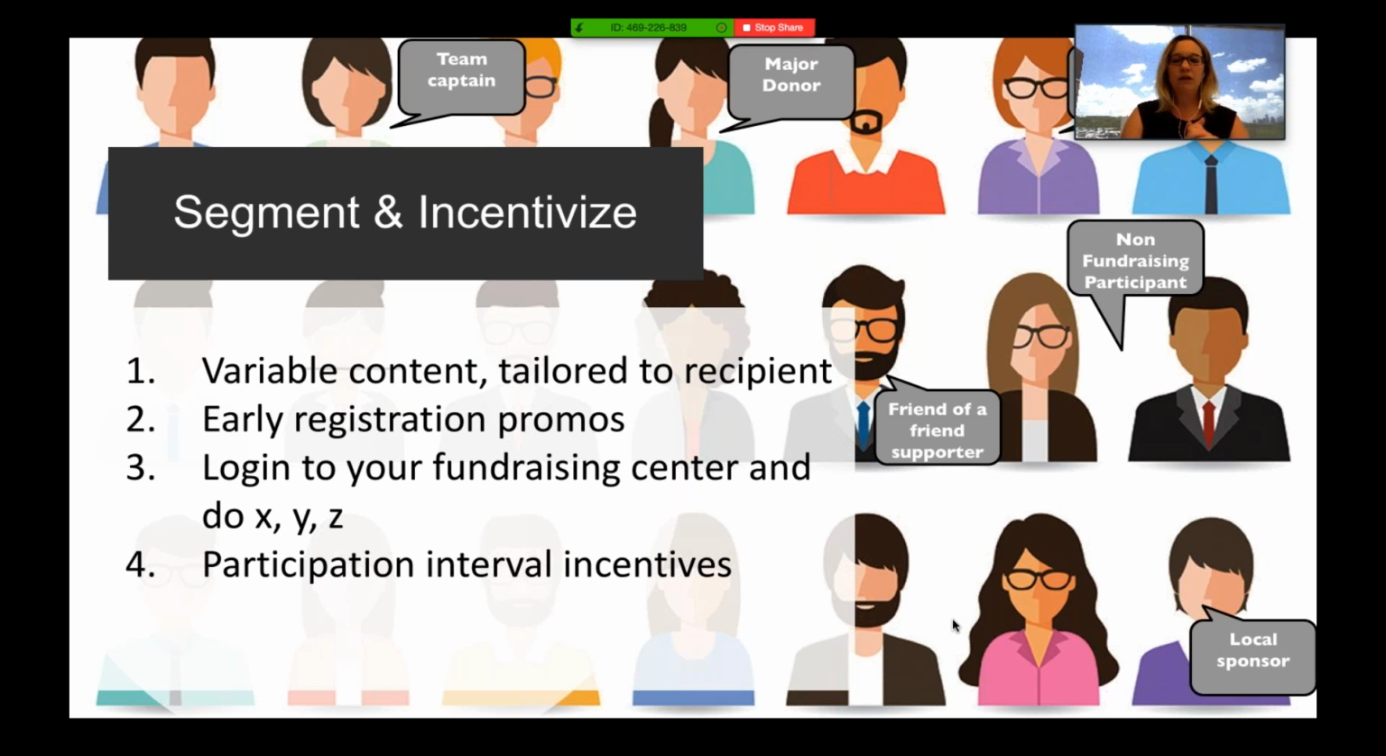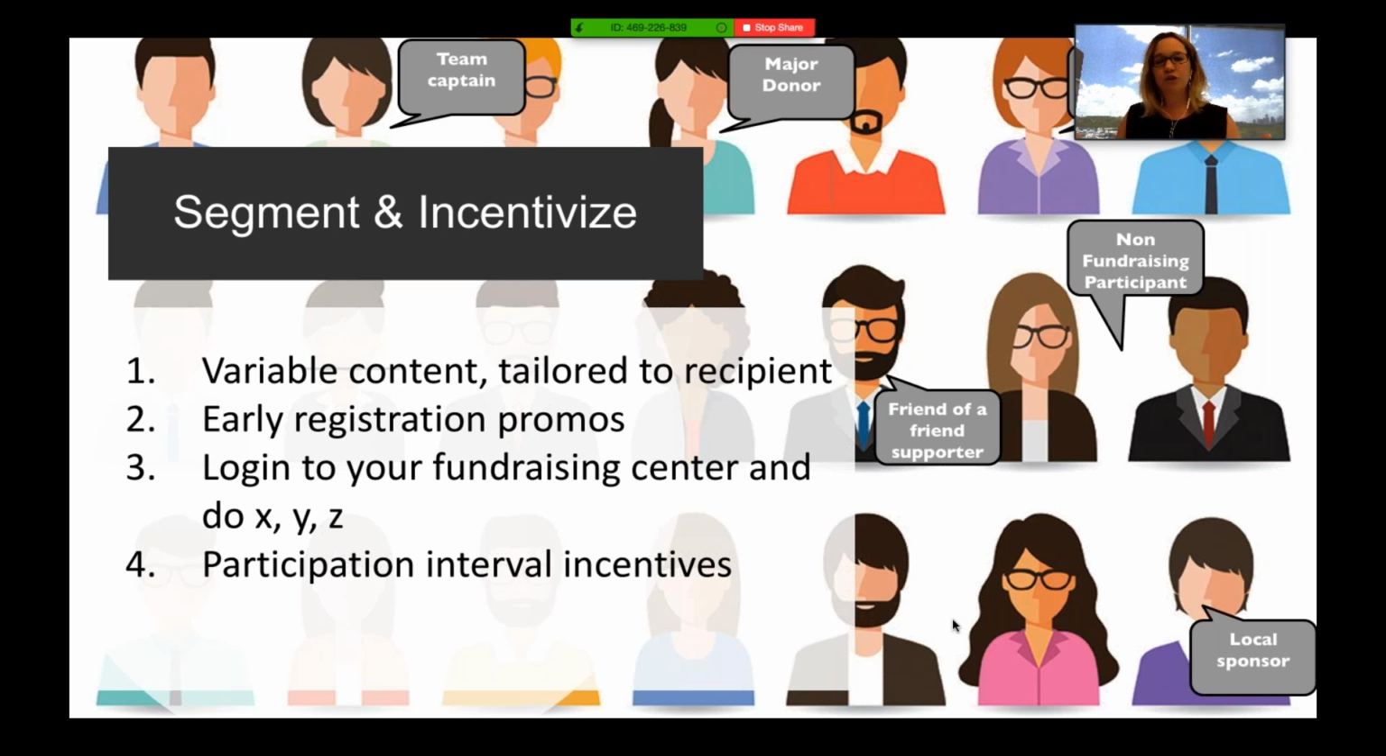Give people interval incentives. So don't just incentivize them up at the front, incentivize them throughout. We see this work really well with giving days, where you've got a time-based 24 to 48 hour period where people need incentives to get to the next level. And that could be, hey, if we raise this much money by 12 o'clock, then we'll get this match.